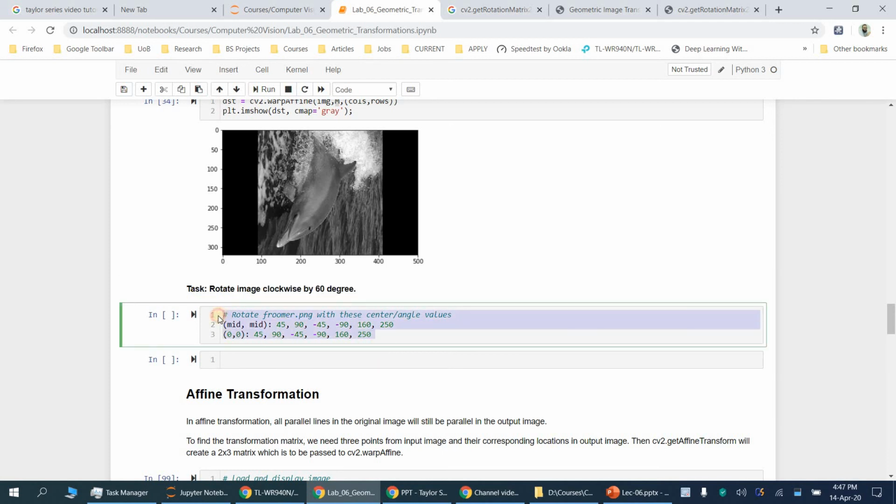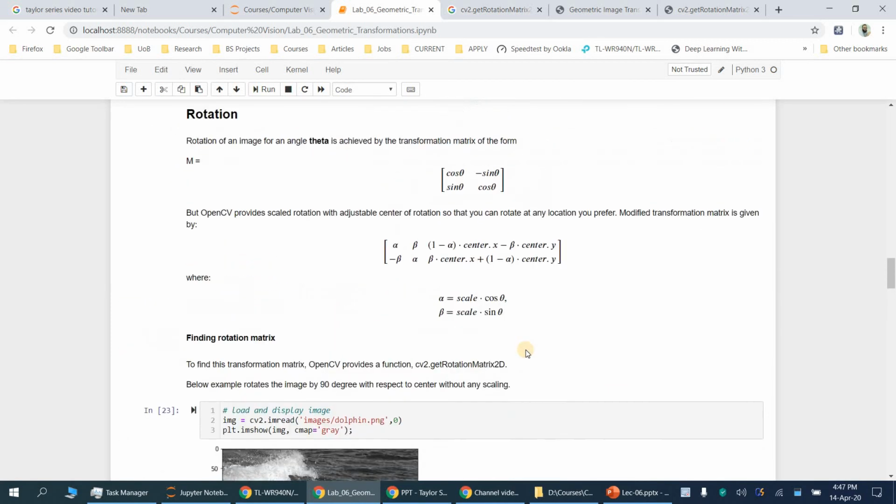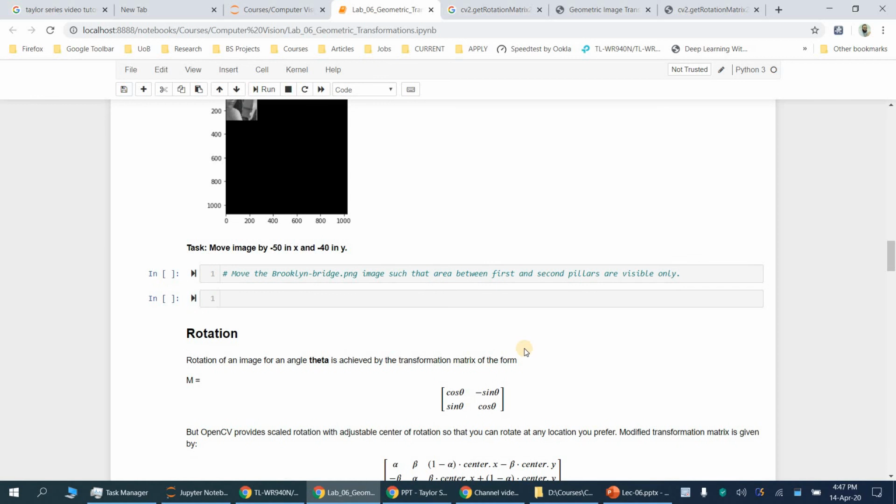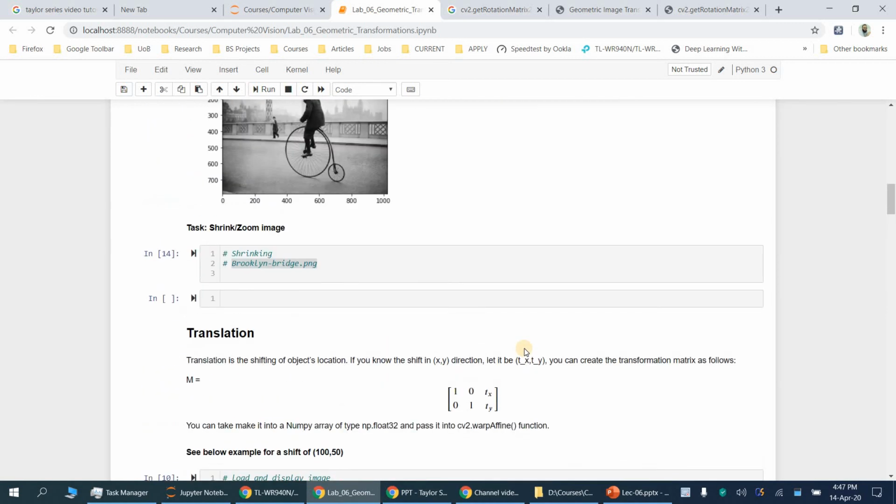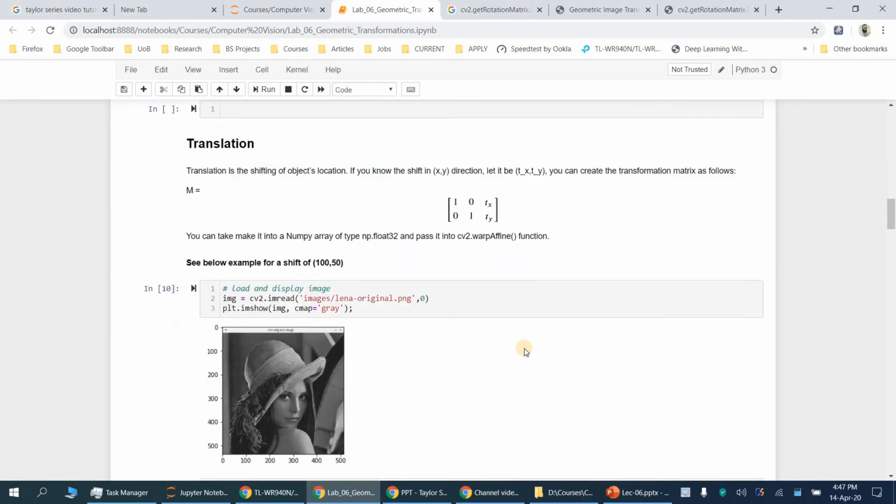You will perform this one. These rotations you will perform here. Use one separate cell for each type of rotation, and don't forget to put headings. If you don't put comments for the rotation and the center point of rotation, it's bad. Okay, so this is your task for rotation, translation and shrinking of the image.